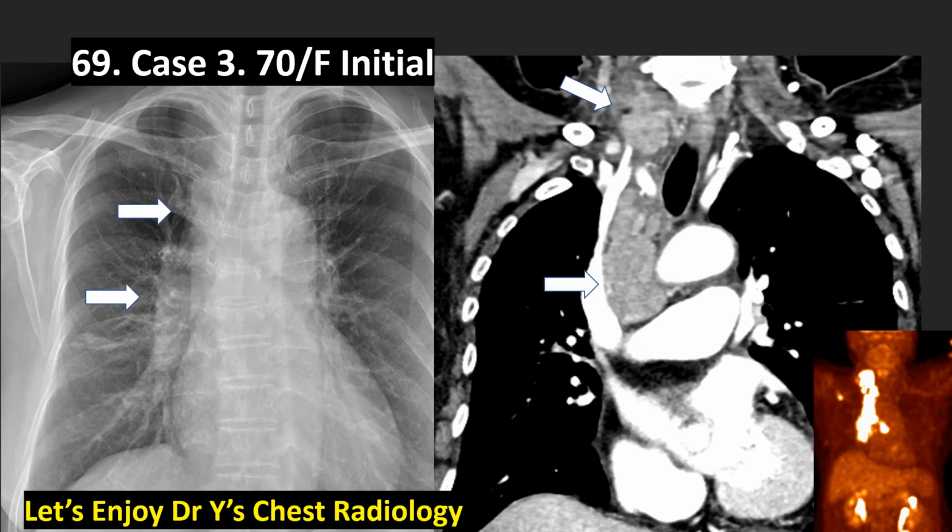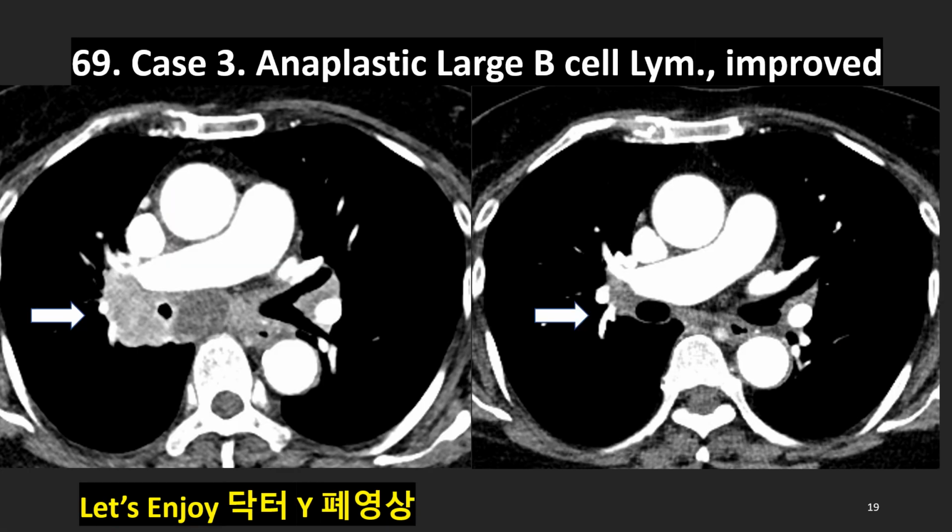70-year-old woman's frontal radiograph shows us right mediastinal mass, hilar mass, and right middle lung nodule. Her left side mediastinum is looking relatively good. On your right side, coronal contrast enhanced CT, we see right supraclavicular lymph node and right mediastinal lymph node enlargement. After chemotherapy, her mediastinal and hilar lymph node masses have markedly decreased in size. This is anaplastic large cell lymphoma.